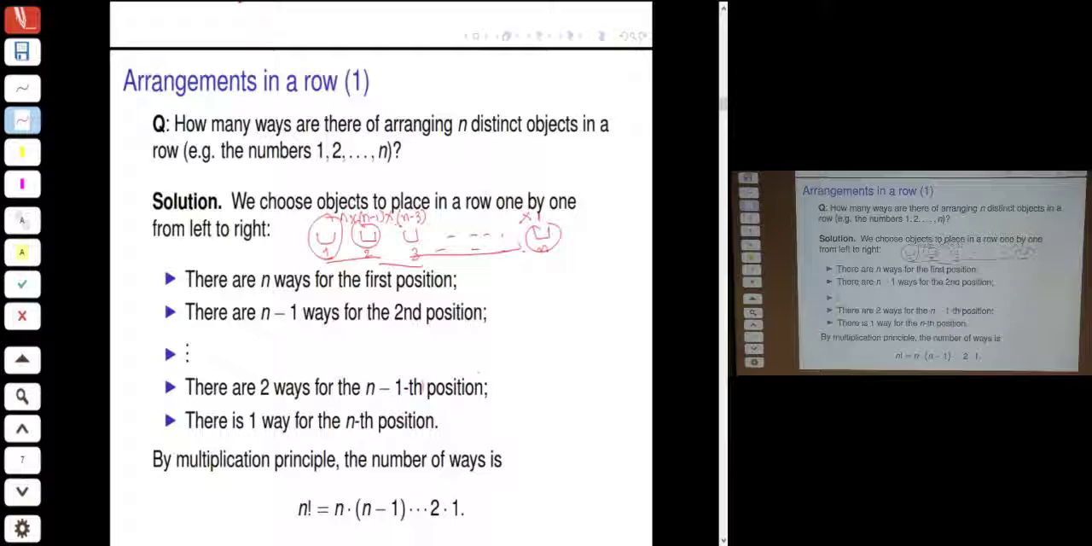So this total number is n times n minus 1 times n minus 2 and so on, all the way until 1. And you can write this as the product of all the numbers in the reverse order. So this is 1 times 2 times 3 times 4 and so on up to n minus 1 times n. Okay? So it's the product of the first n numbers, and it is denoted by the simple symbol n factorial. So n exclamation mark, which is called n factorial. Okay? Any questions?